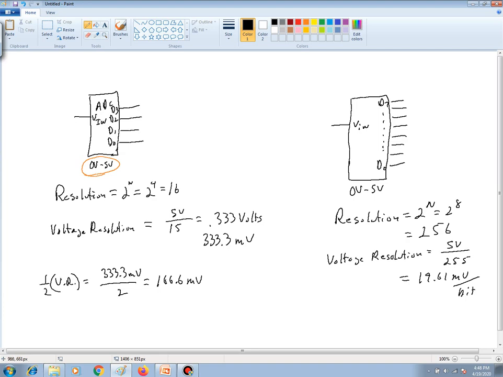For the example on the right, again, the quantization error is equal to one half of the voltage resolution. So therefore, you have one half of 19.61 millivolts. So that's going to be equal to 9.805 millivolts.